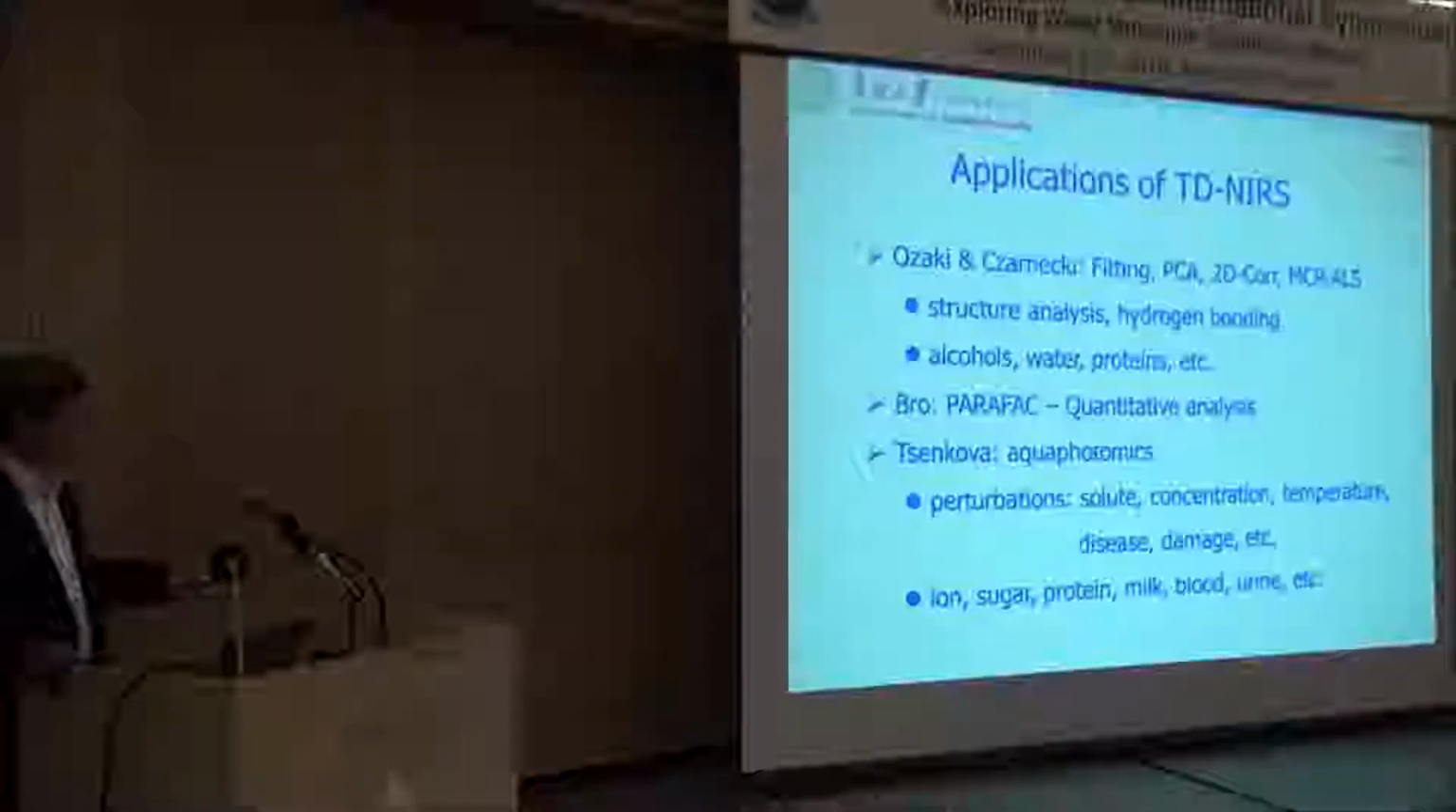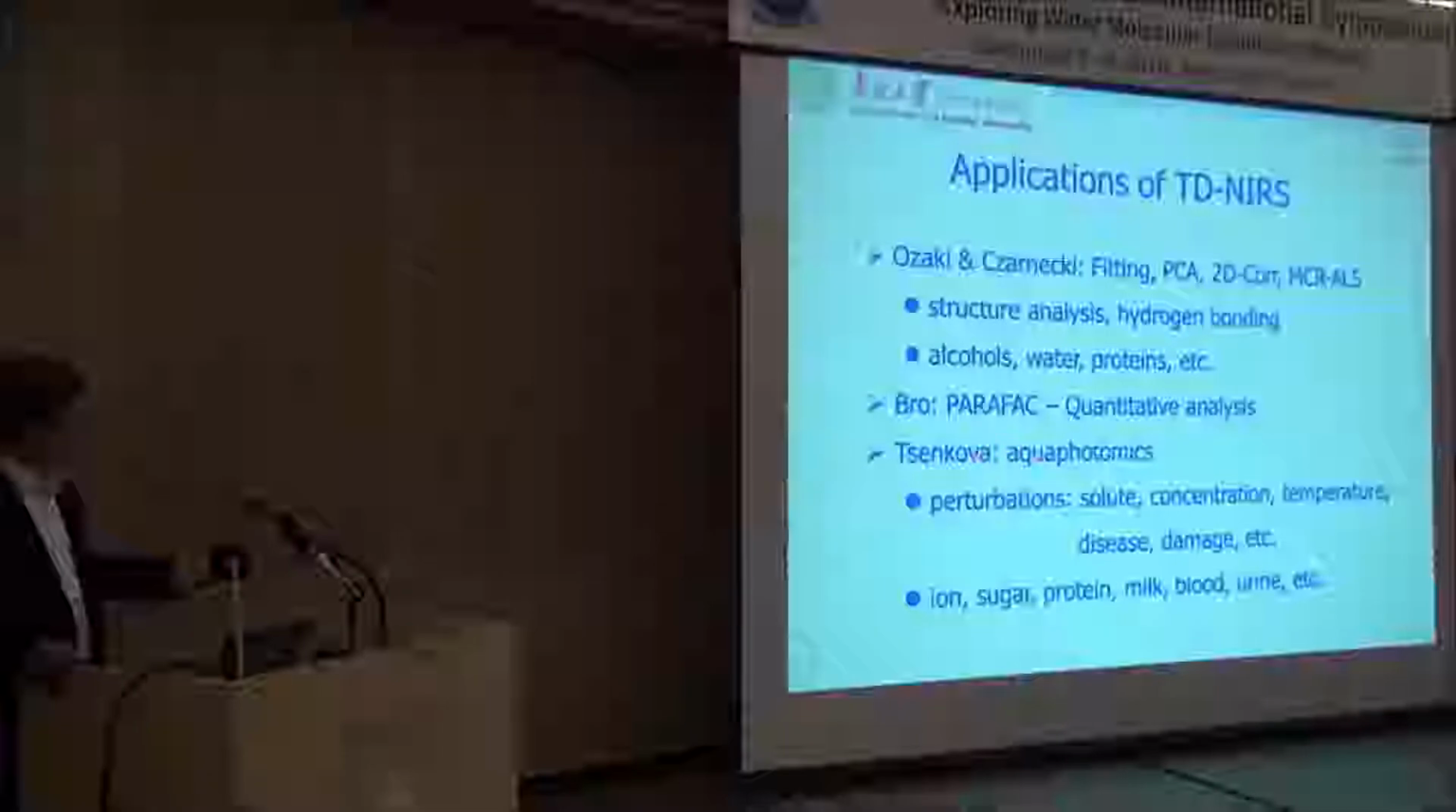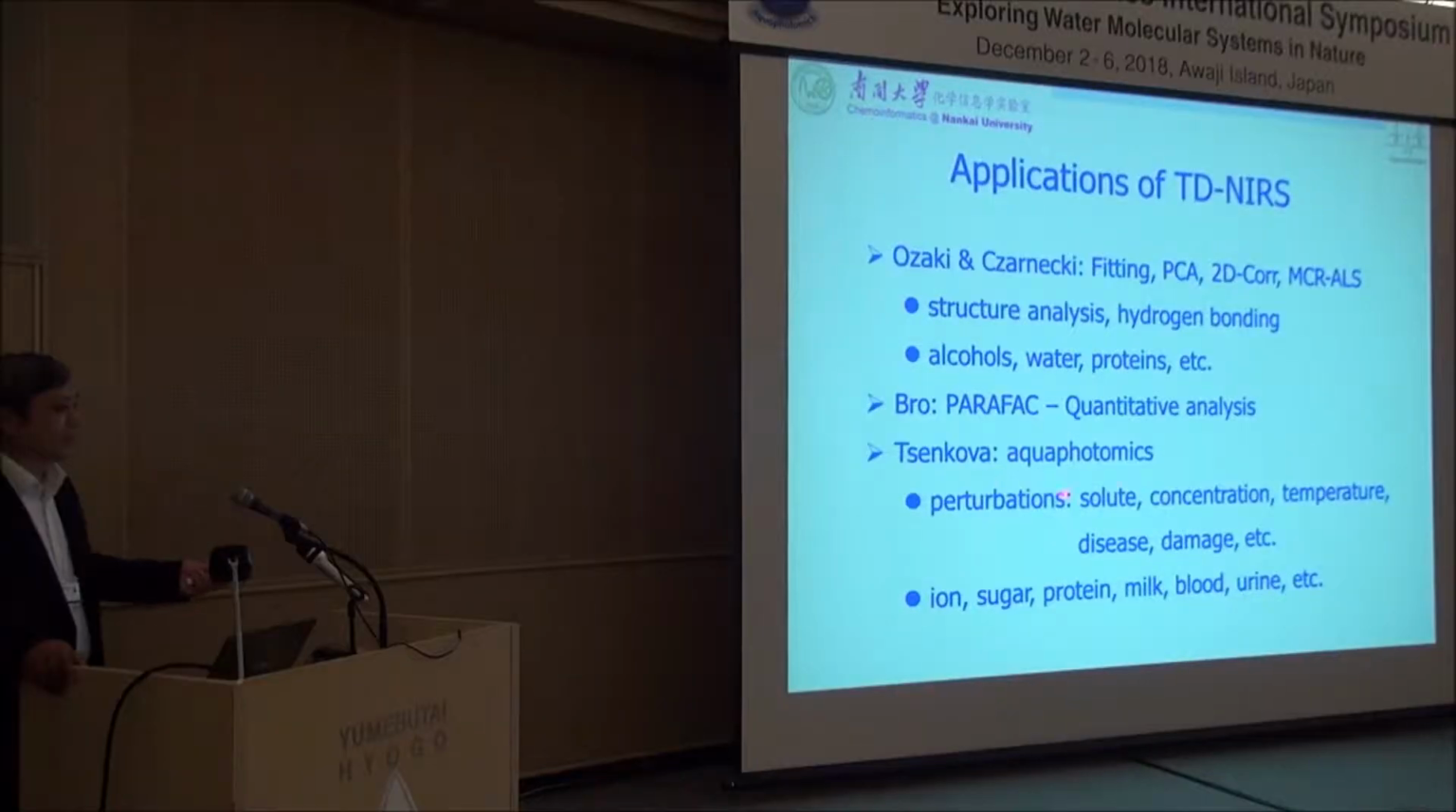Around 2005 or 2006, Professor Tsenkova proposed the concept of Aquaphotomics. She takes all the changes in the system as perturbations, measures the spectra under these perturbations, and then explores the information from the spectra. I think this is the idea of Aquaphotomics. A lot of systems have been studied, such as alcohols and proteins, milk, blood, and urine.